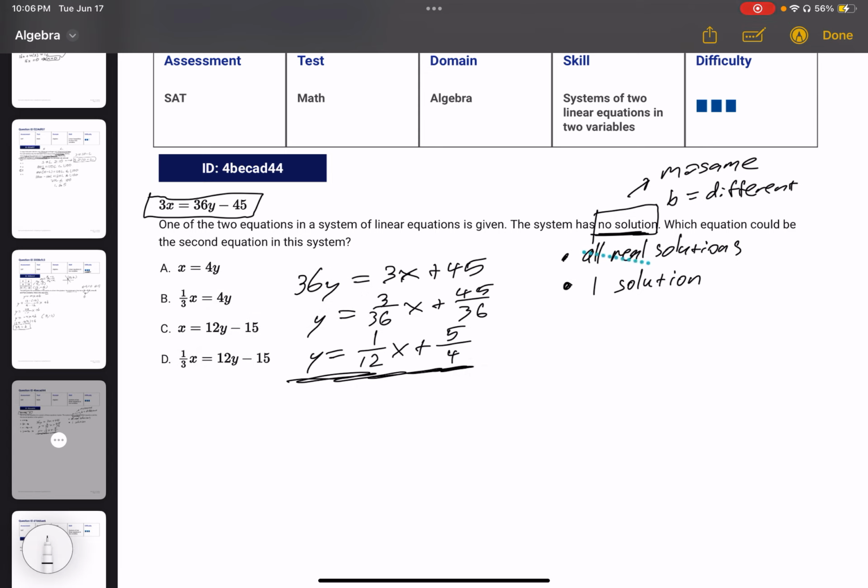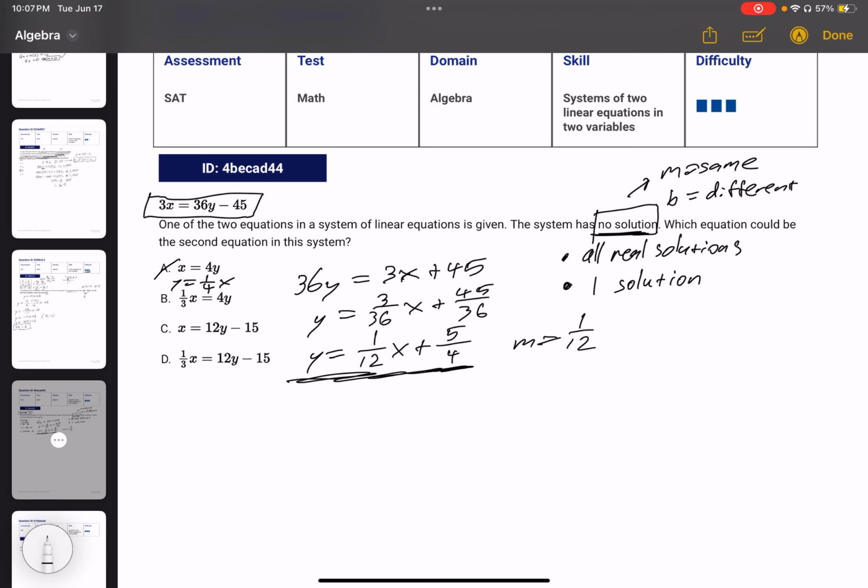Now we're looking for the same slope. So what's our slope here? M is equal to 1 over 12. So we're looking for an equation in the answer choices that gives us the same slope and a different y-intercept, but we can look for slope first. So this equation, x equals 4y. So y is going to be equal to 1/4 x, and our slope is 1/4. Is that the same as 1/12? No.